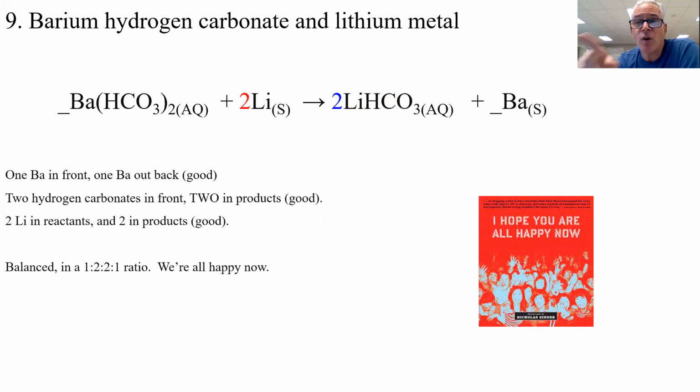1 barium in the front, 1 barium in the back. Good. 2 hydrogen carbonates in the front, 2 hydrogen carbonates in the back. Good. 2 lithiums in the front, 2 lithiums in the back. Balanced. This is a 1 to 2 to 2 to 1 ratio. We're all happy. All right? Me, you, John Dalton, Bobby McFerrin, everybody's happy.